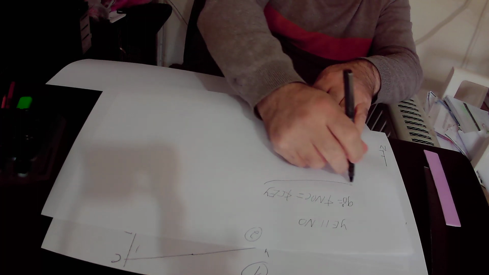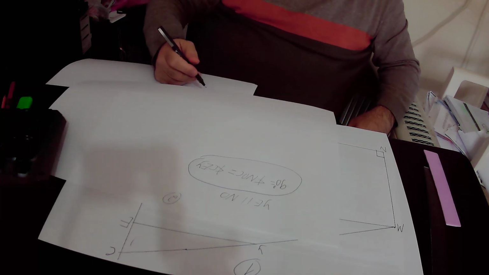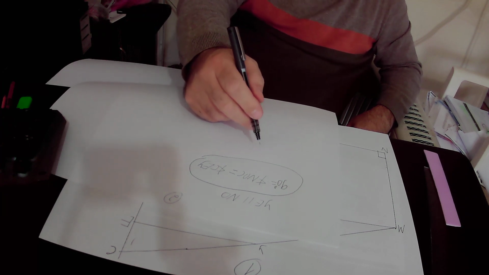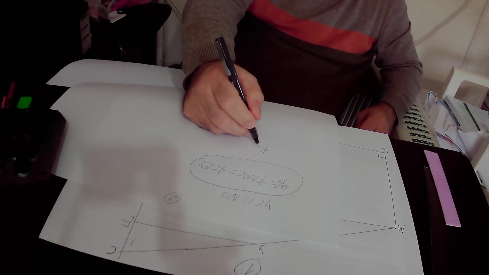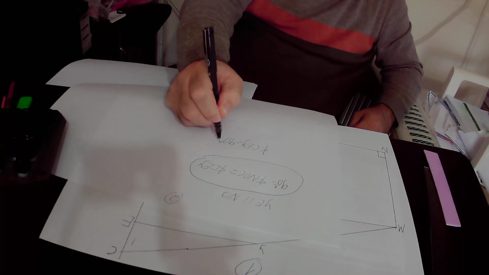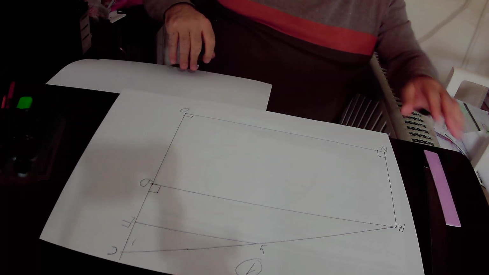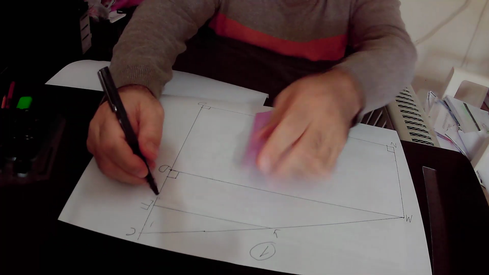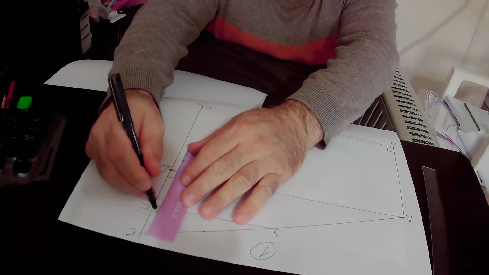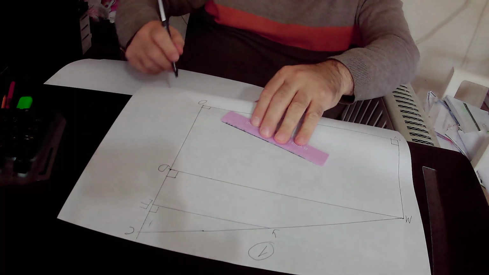So from this equality, we will conclude that angle CEY equals 90 degrees. Angle CEY equals 90 degrees. It is a right angle. That is to say, this angle, angle CEY, is a right angle. It equals 90 degrees. Okay.